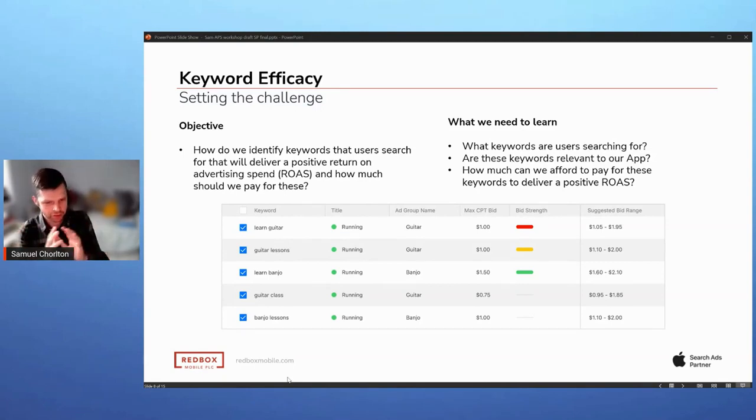So when you start this, if you're thinking of a new app that you might have, you've really got to think about learning how your app performs and what you need to do in order to learn those characteristics about it. So there's three core things. One is, what are the keywords the user's searching for? Are these keywords relevant to our app, and how much can we afford to pay for them?